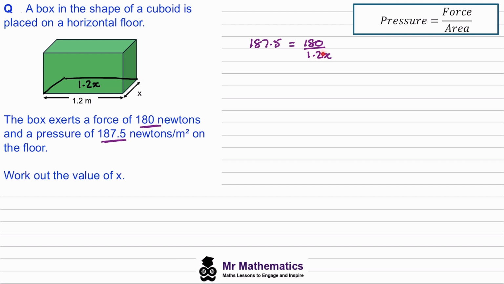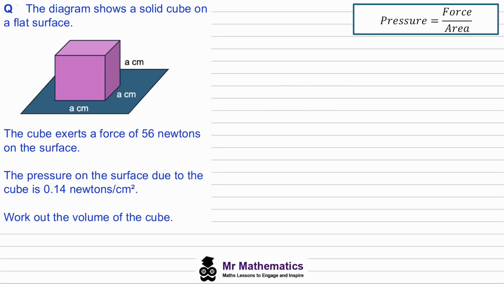We'll move this over to the left-hand side, and then we can multiply out this bracket. So we get 225x will equal 180, and then we'll divide both sides by 225, so x will be 0.8 meters. Okay, let's try one final question.